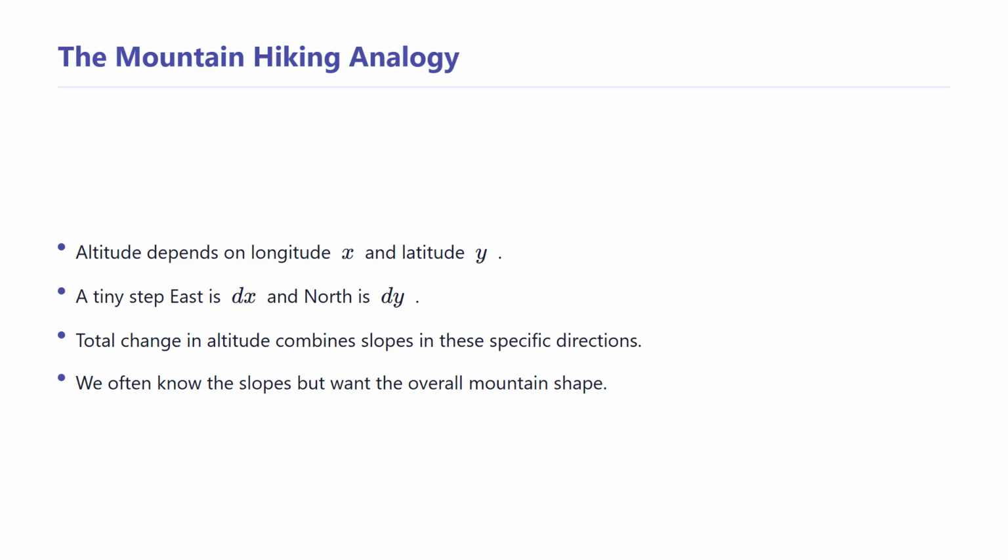To understand exactness, imagine you are hiking on a large, uneven mountain. Your altitude depends on your longitude, x, and your latitude, y. If you take a tiny step east, dx, and a tiny step north, dy, your total change in altitude is a combination of the slopes in those two specific directions. In physics and mathematics, we are often given these directional slopes through differential equations, and our ultimate goal is to reconstruct the actual overall shape of the mountain. This helps us understand the entire system at a glance.